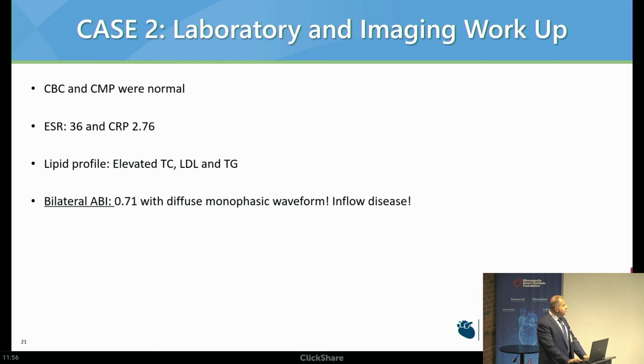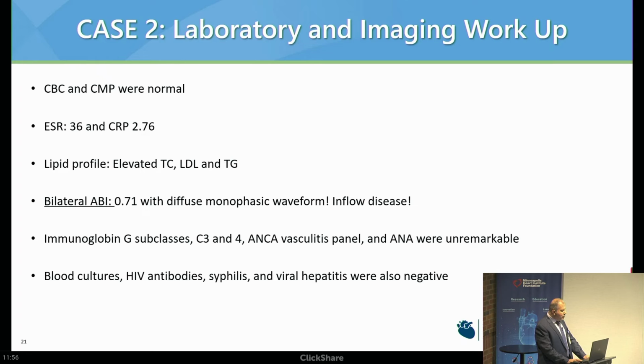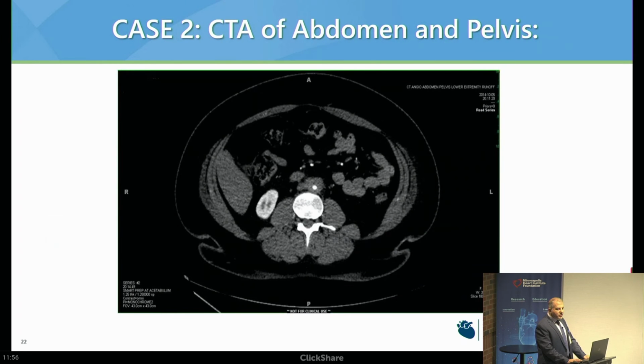Again, elevated ESR and CRP. Here, bilateral ABI shows a moderately reduced ABI at 0.71 with monophasic waveform throughout. That tells you there is some kind of inflow disease. The rest of the autoimmune workup and blood cultures were negative.